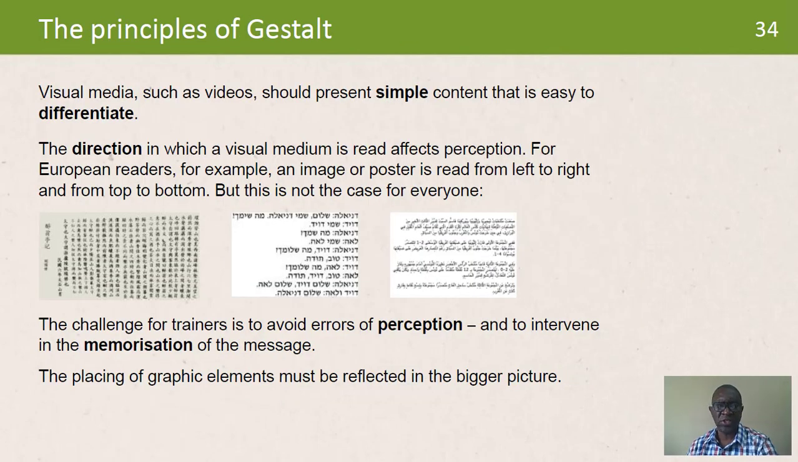Visual aids such as images, diagrams, drawings, photos, as well as videos must present simple content that is easy to differentiate. The direction in which a visual medium is read affects perception. For European readers, for example, an image or poster is read from left to right and from top to bottom, but this is not the case for everyone. The challenge for trainers is to avoid errors of perception and to intervene in the memorization of the message.